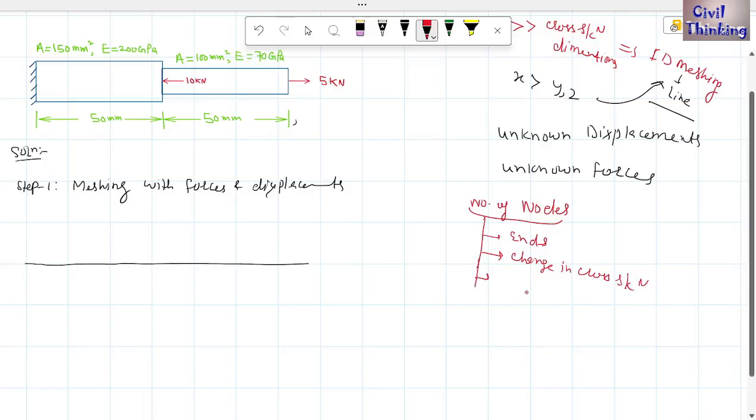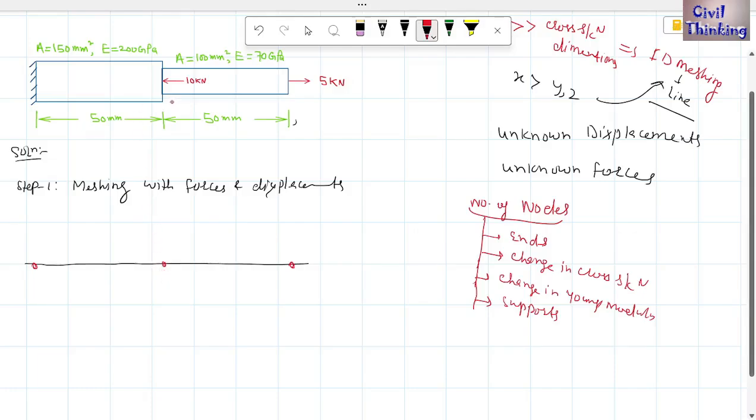Then you have to draw the nodes also at a change in Young's modulus. We also have to draw the nodes at supports. Now this is the free end and this is also a free end, so we will draw nodes here. Here we have a change in cross section, and we will also draw a node here.